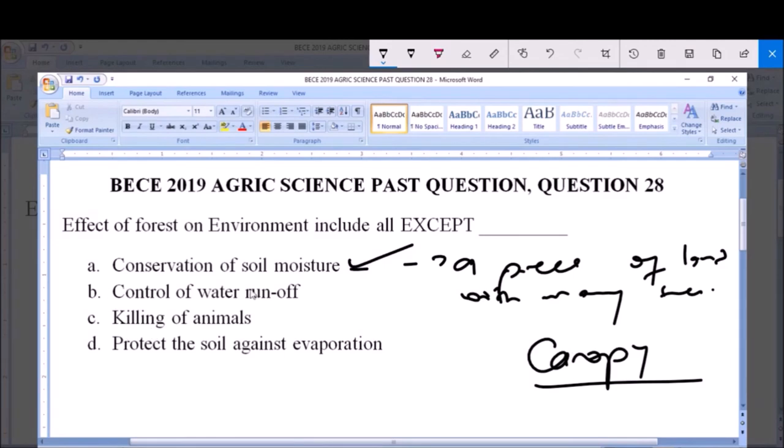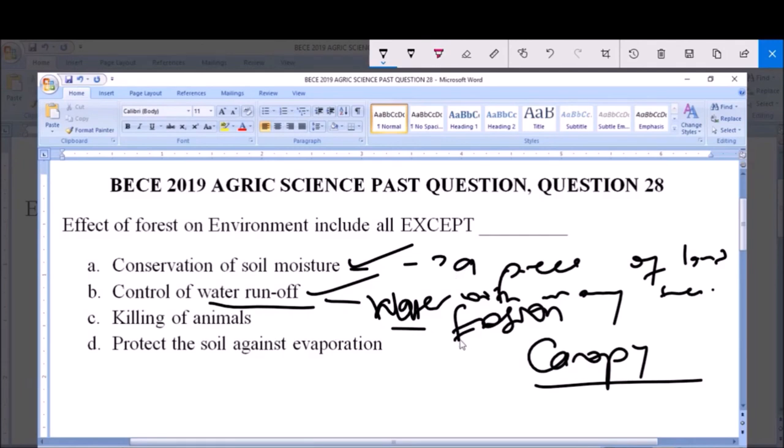Now B says control of water runoff. Yes, forest helps to control water runoff. This water runoff can also be referred to as water erosion. Forest helps to control water erosion. That is, it helps to prevent the wearing away of the surface of the soil by water, because these trees stand as a barrier preventing water erosion. So forest controls water runoff.